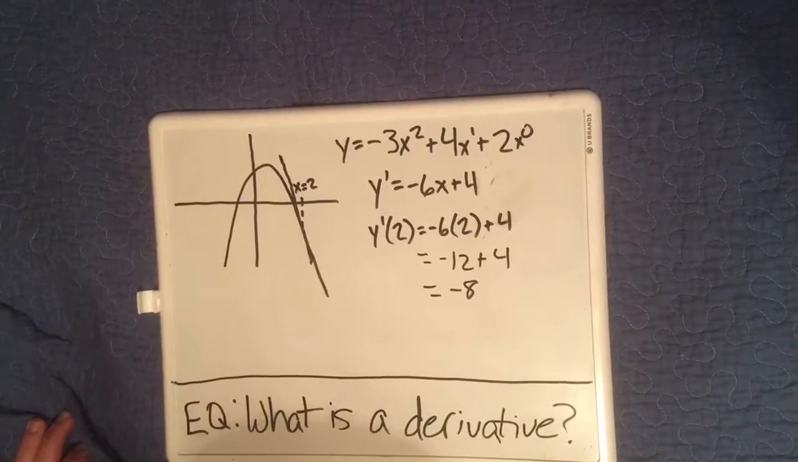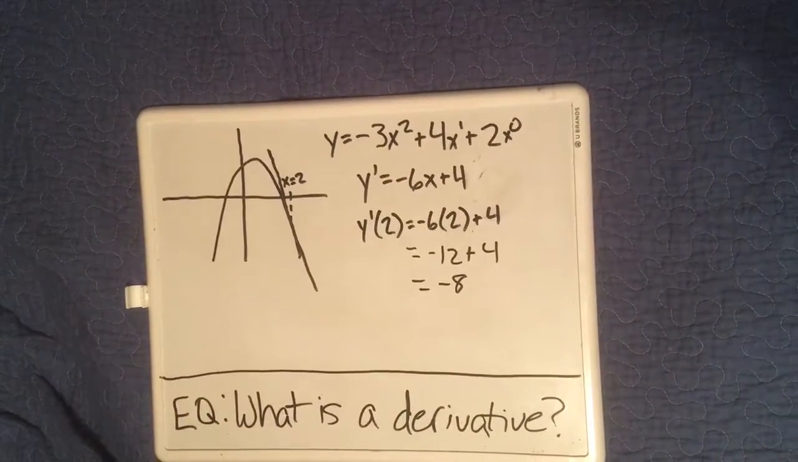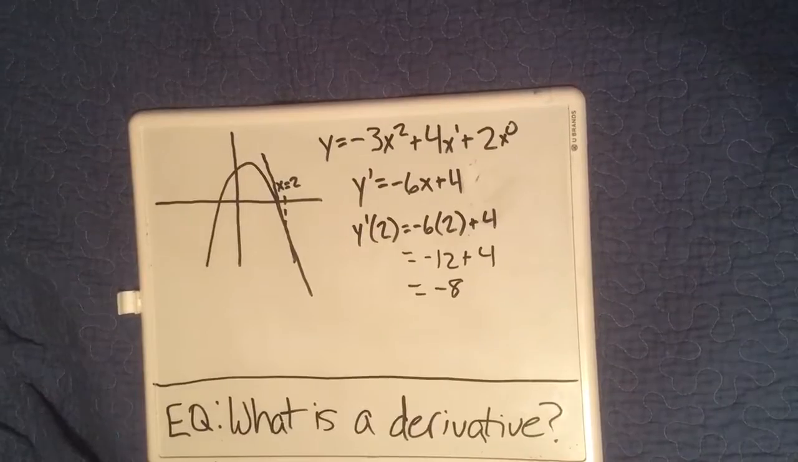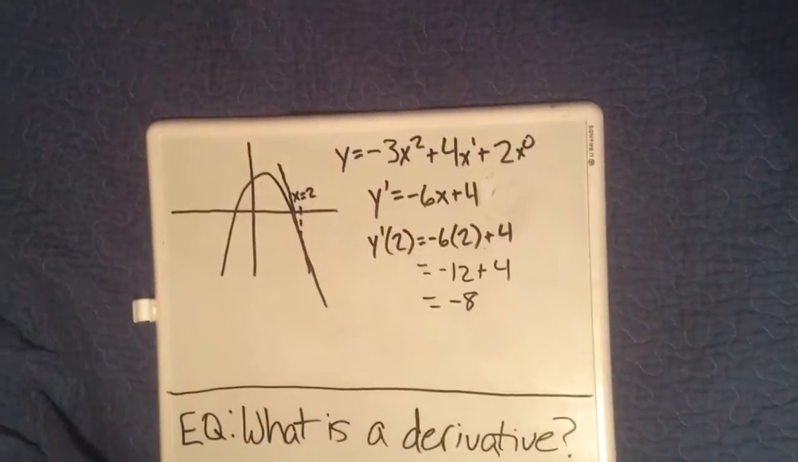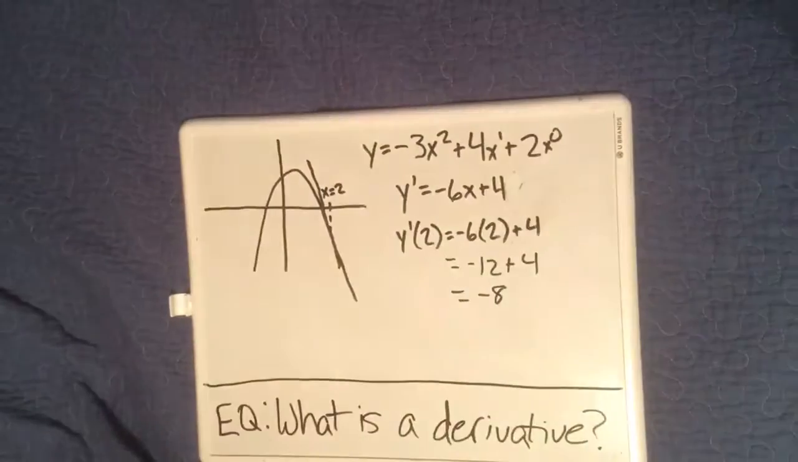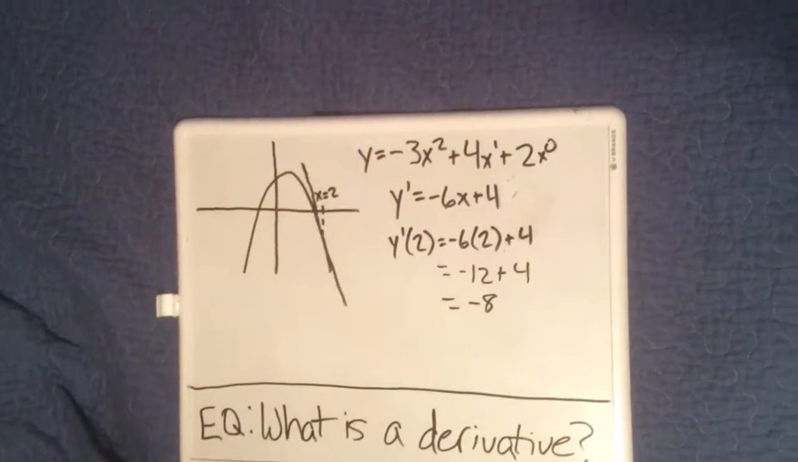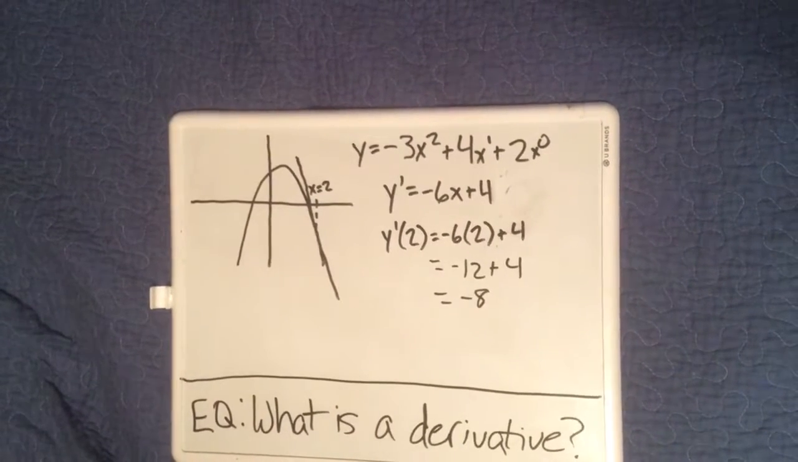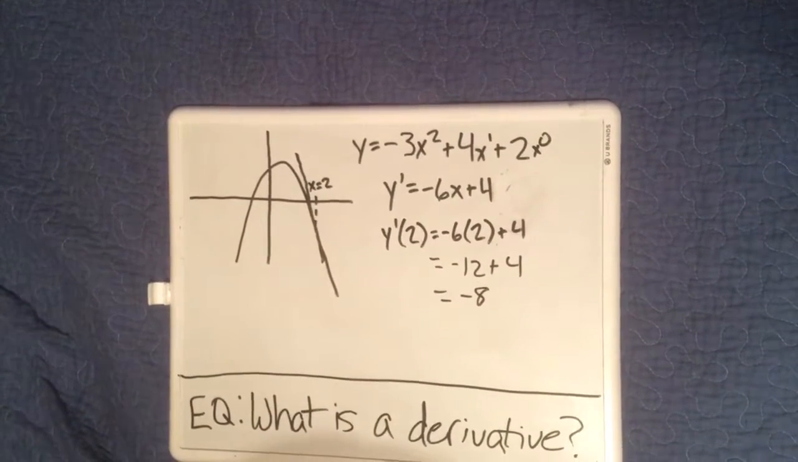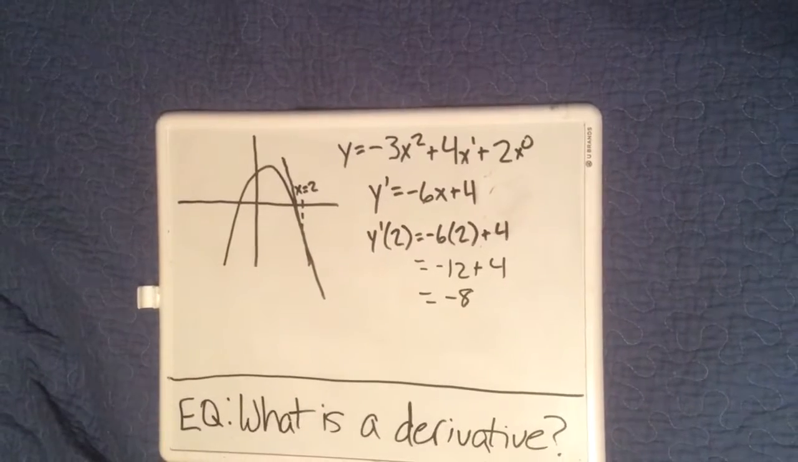Now, derivatives can be used in real-life applications, such as trying to find the rate at which the volume of a tank of water is filling up, or the velocity of an object moving along a line, or something as such.